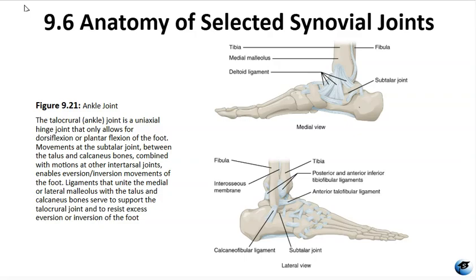Finally, we have the ankle joint, also known as the talocrural joint. It's a uniaxial hinge joint that allows only dorsiflexion and plantar flexion of the foot. Movements at the subtalar joints between the talus and calcaneus, along with other intertarsal joints, allow the foot to move in eversion and inversion. Ligaments connecting the medial and lateral malleolus to the talus and calcaneus help support the ankle and prevent excessive eversion and inversion. Here is another video that goes into some more depth about the anatomy of the ankle joint.